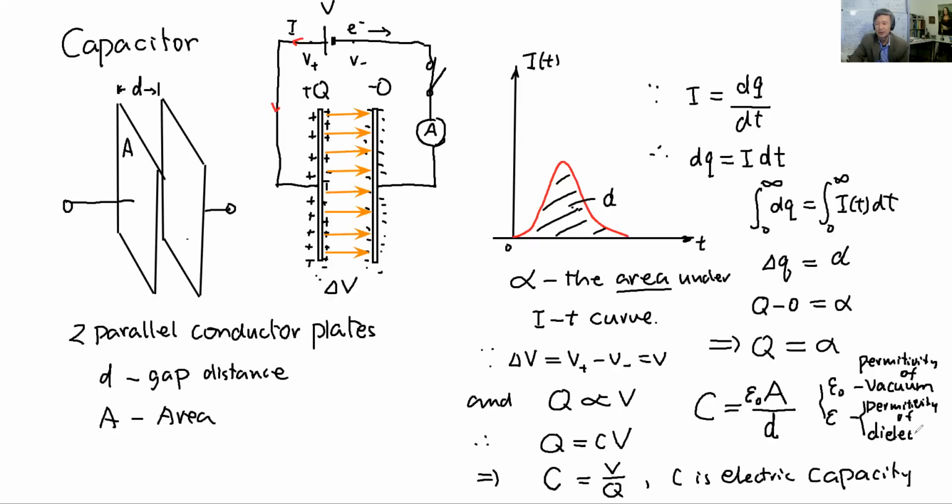Electric material. Electric medium. This is a medium. It's just material. It could be some plastic, air, or it could be crystalline. So that is the formula.